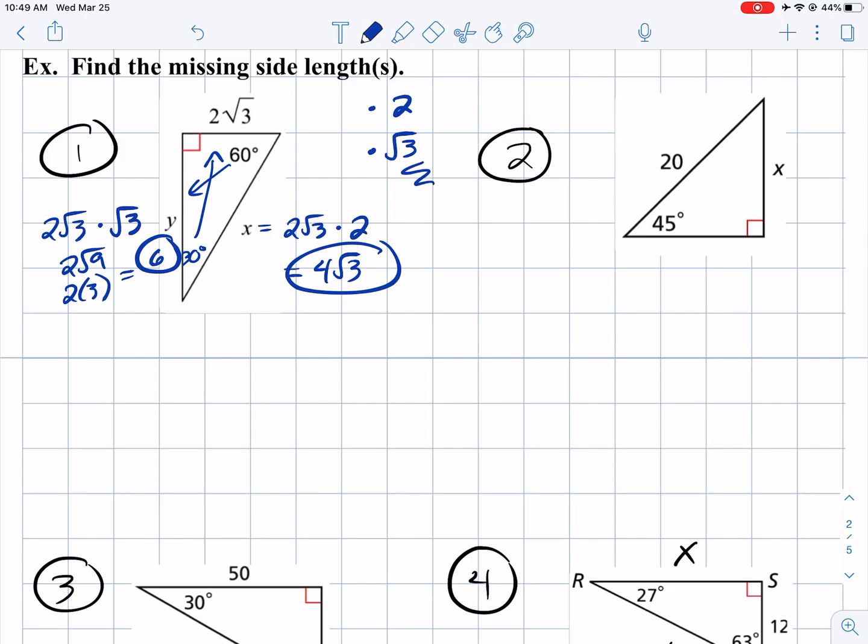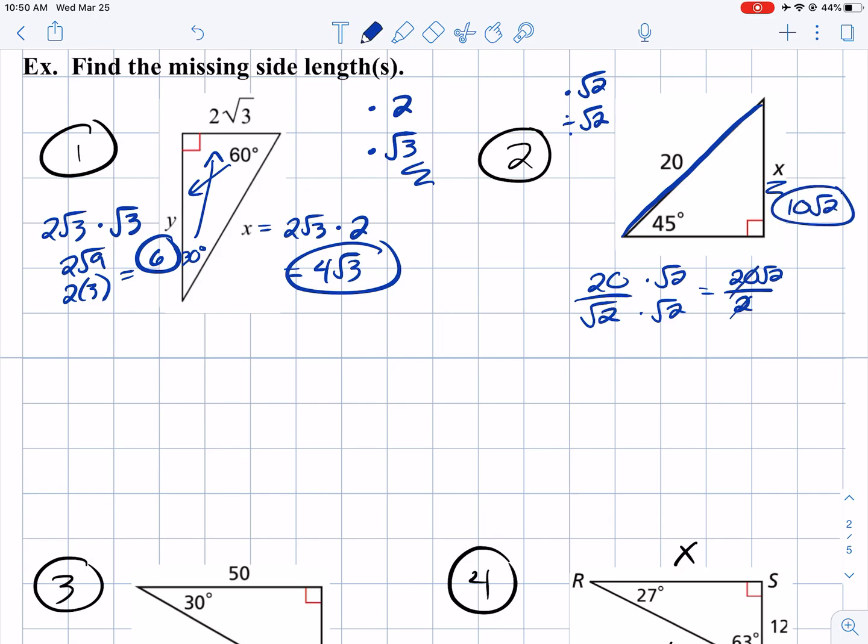For number 2, 45, 45, 90, you're either going to multiply by root 2 or divide by root 2, depending on what length's given. If you're given the hypotenuse, which is what we have here, and you're solving for one of the legs, you would divide by root 2. Multiply top and bottom. 20 root 2 over root 4, or just 2, and 2 goes into 20 10 times. Remember, if you have one of the short legs and you want to get the hypotenuse, just multiply by root 2. That's for 45, 45, 90 triangles.